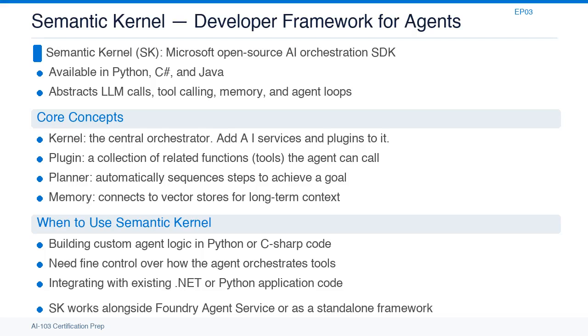Semantic Kernel is Microsoft's open-source developer framework for building AI agents. It is available in Python, C#, and Java, and it abstracts away the complexity of orchestrating language model calls, tool invocations, and agent reasoning loops.